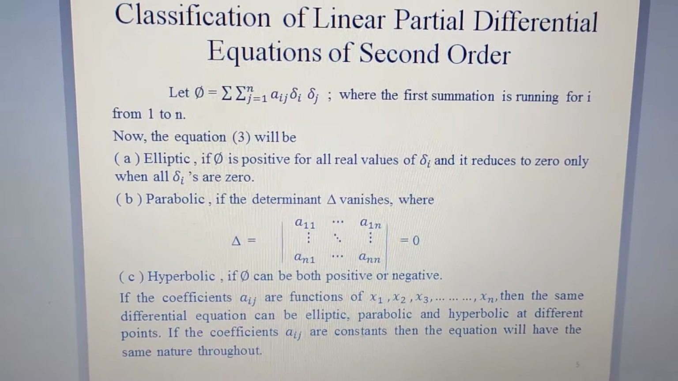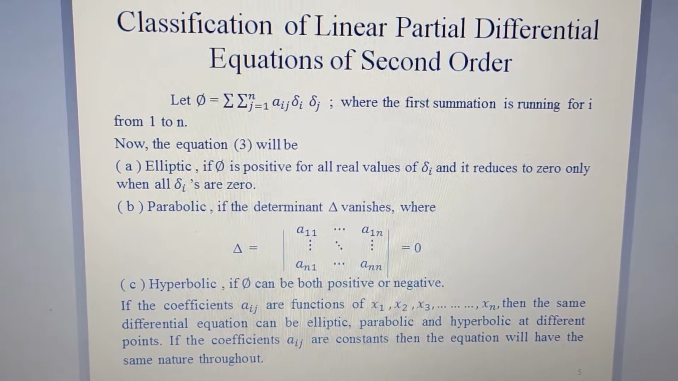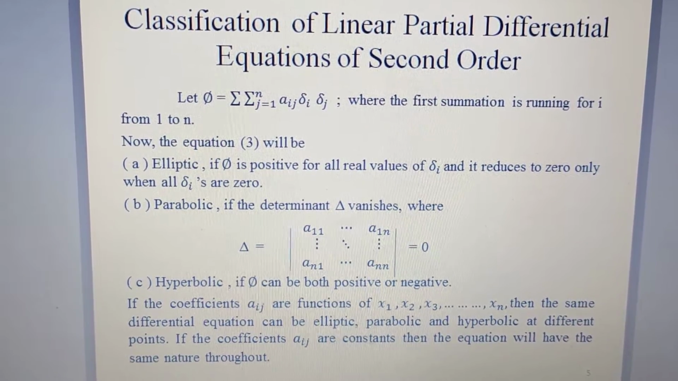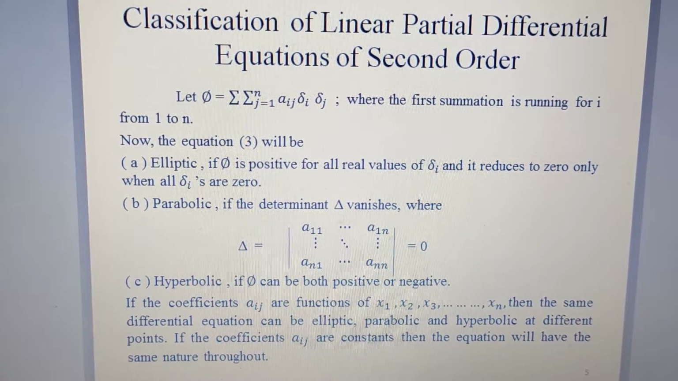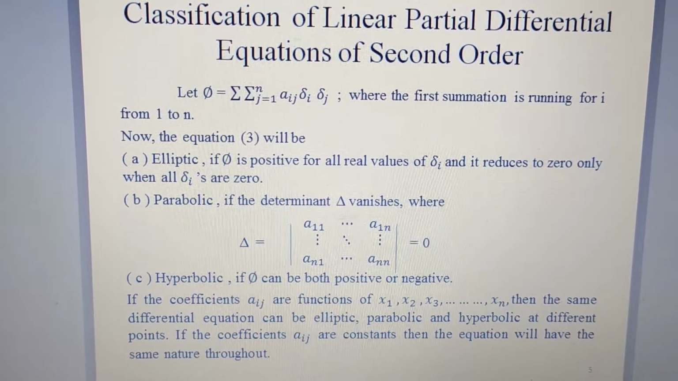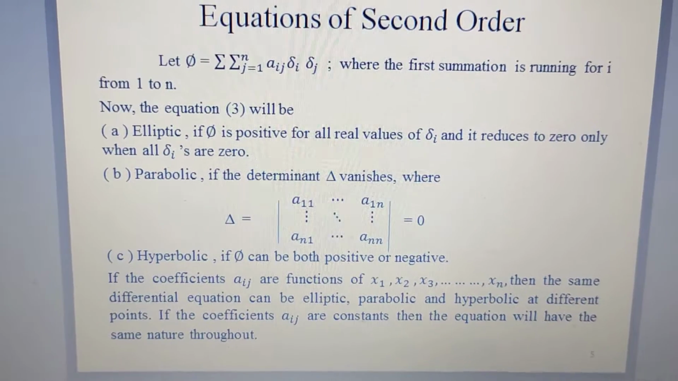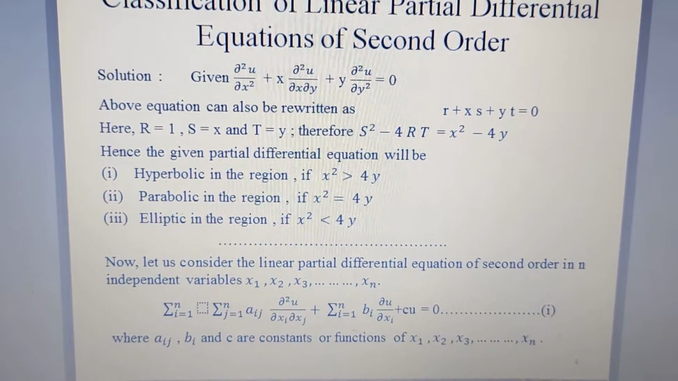In this, let phi be an operator defined as the double summation i running from 1 to n, j running from 1 to n, aij ∂i ∂j. Now the equation 3 will be elliptic. Equation 3 means the standard equation.